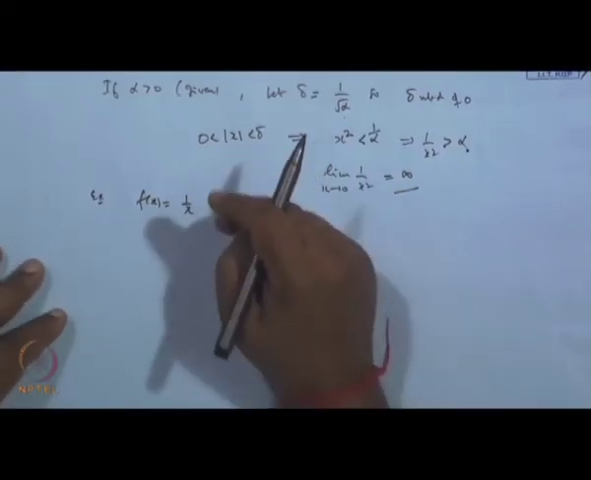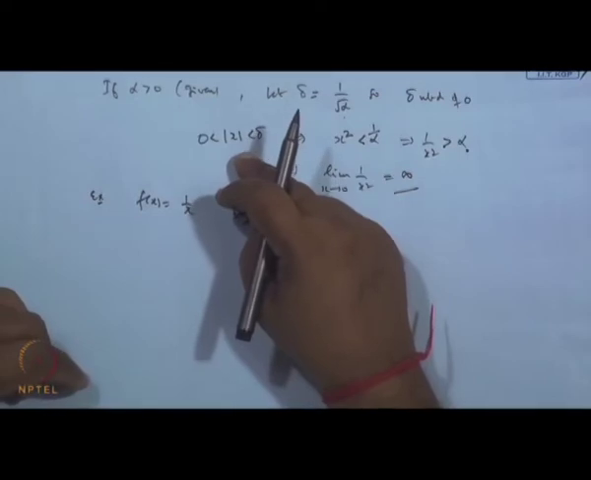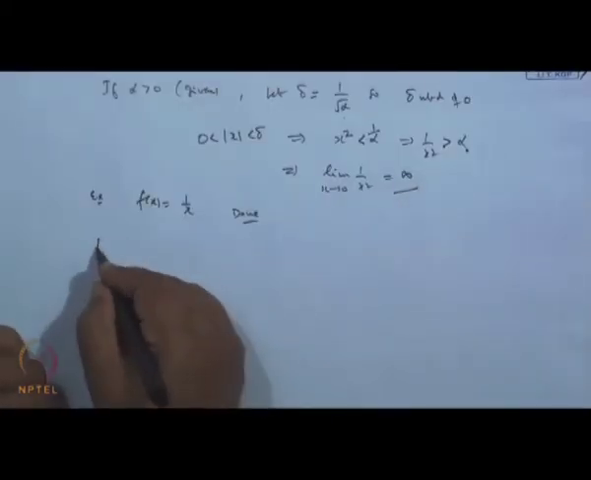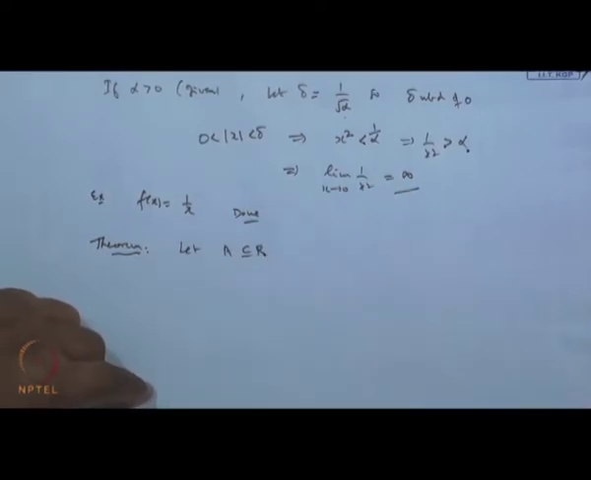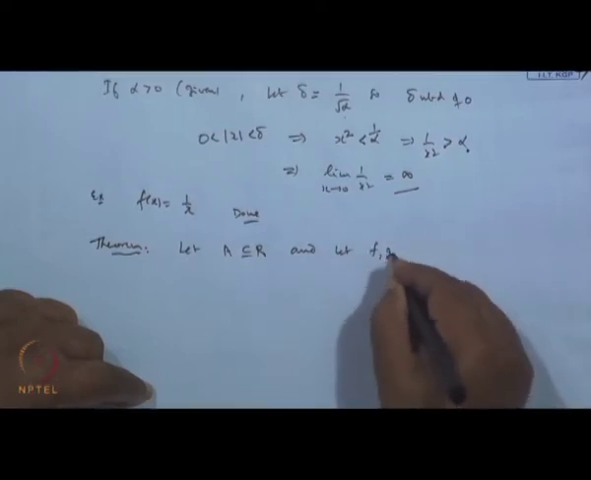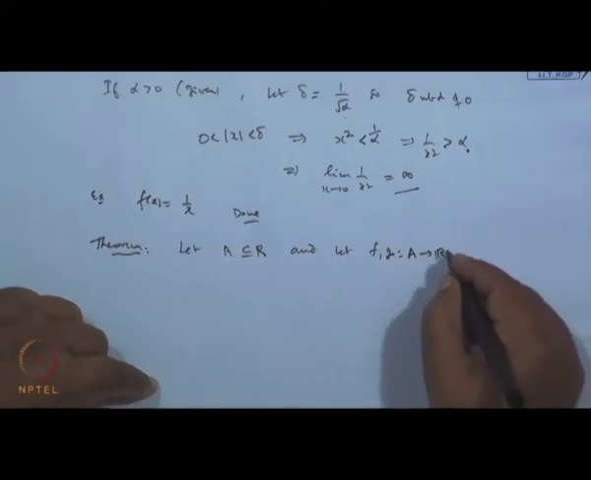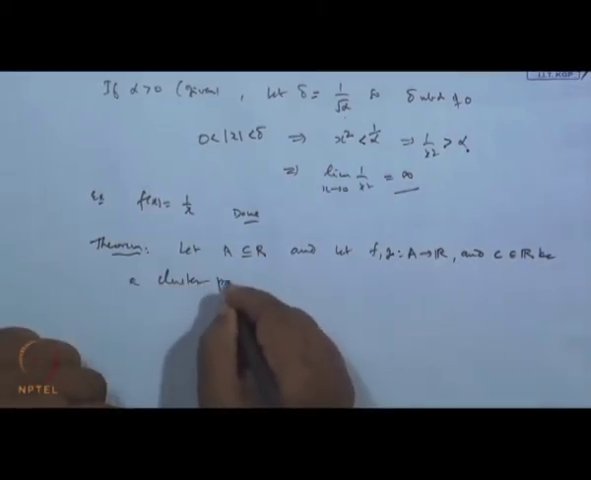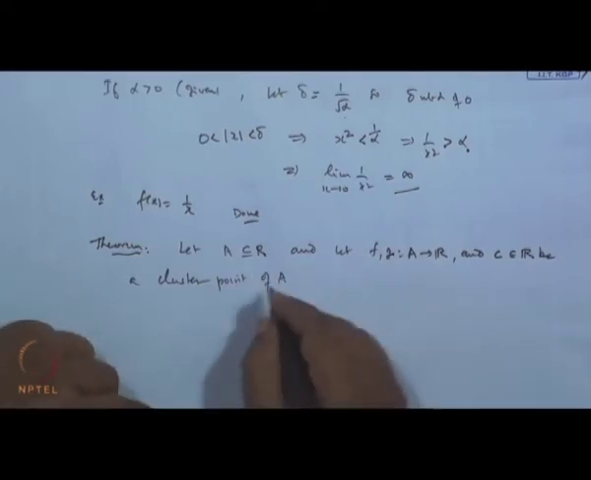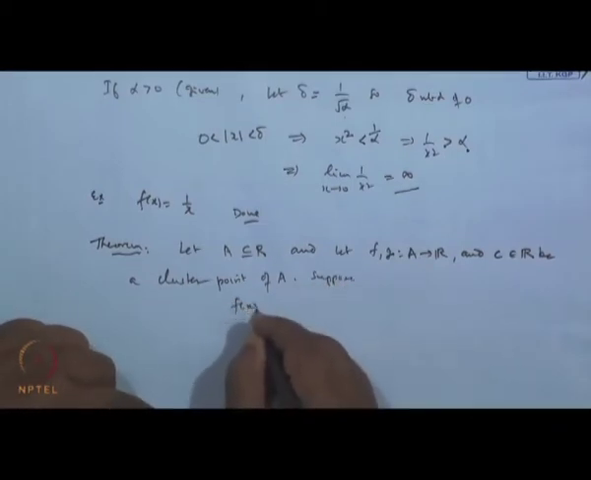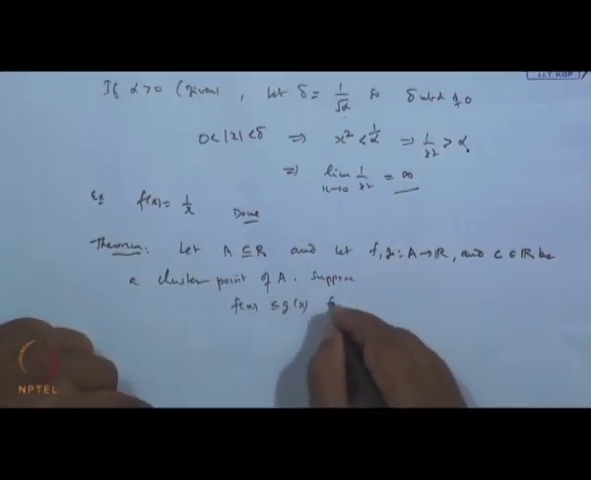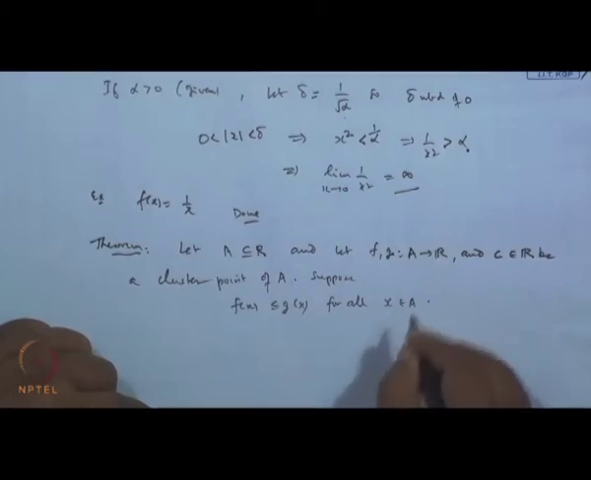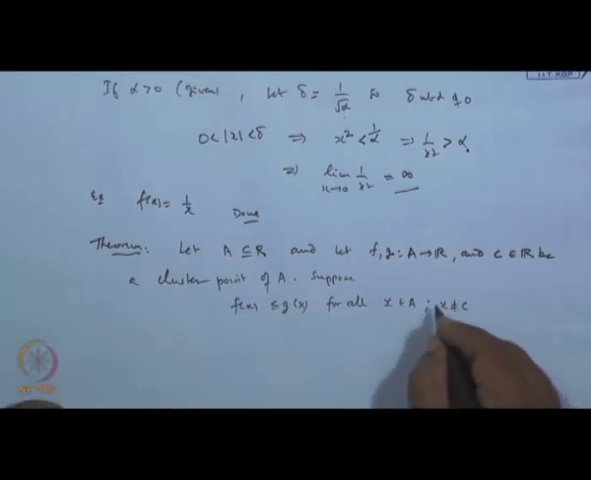Now, just like we have the squeeze theorem in case of the limit, a similar type of result we can also have in case of the right hand or left hand limit. That result is in this form: let A be a subset of R, let f and g be mappings from A to R, and let c belong to R be a cluster point of A. Suppose that f(x) is less than or equal to g(x) for all x belongs to A, but x is not equal to c.